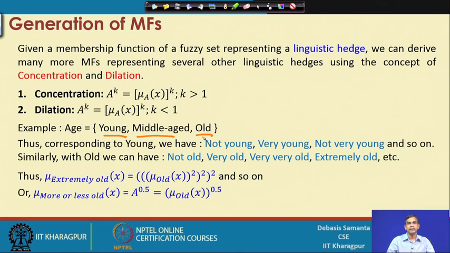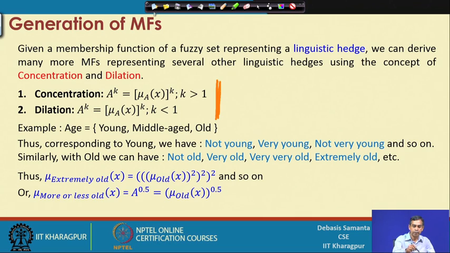These are three fuzzy sets. From them we can easily define another fuzzy set like very young, or not very young. Similarly, if old is a fuzzy set, then very old, very very old and extremely old are all fuzzy sets. Now, the question is how these kinds of fuzzy sets can be obtained if a fuzzy set is already available with us.